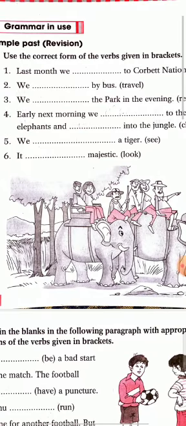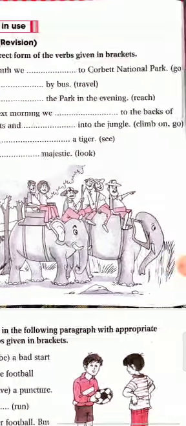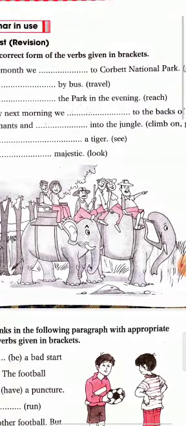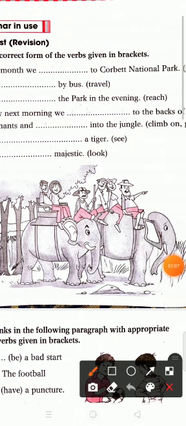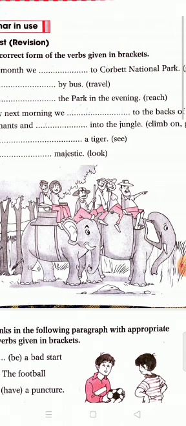Last month we dash to Corbett National Park. In the bracket it's given go. What is the past tense of go? Went. Last month we went to Corbett National Park. Okay?